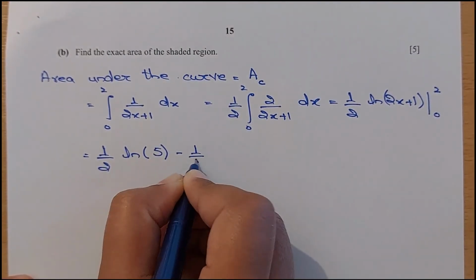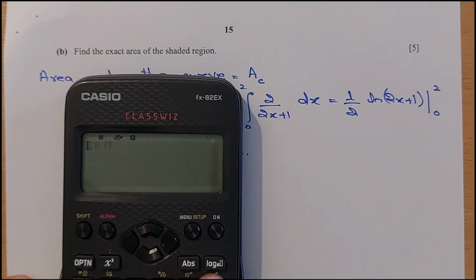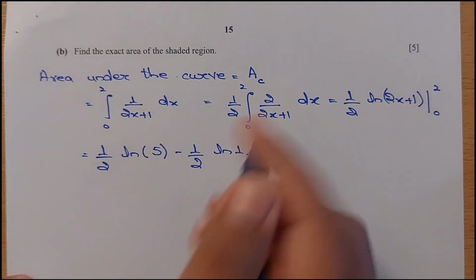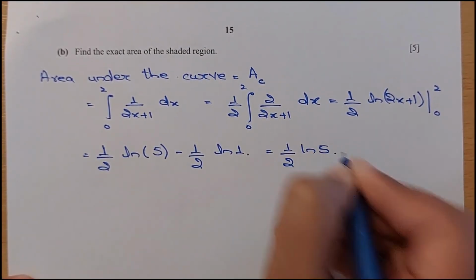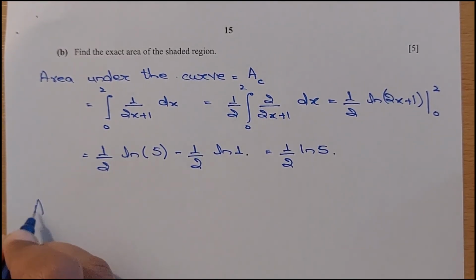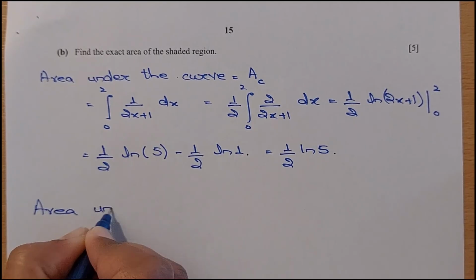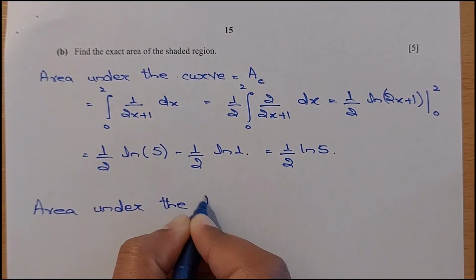Minus lower limits 1 by 2, natural log of 1. So natural log of 1 is 0, ln of 1 equals 0. So we are just left with 1 by 2 natural log of 5. Right. This is the area under the curve. Now let me find the area under the line.